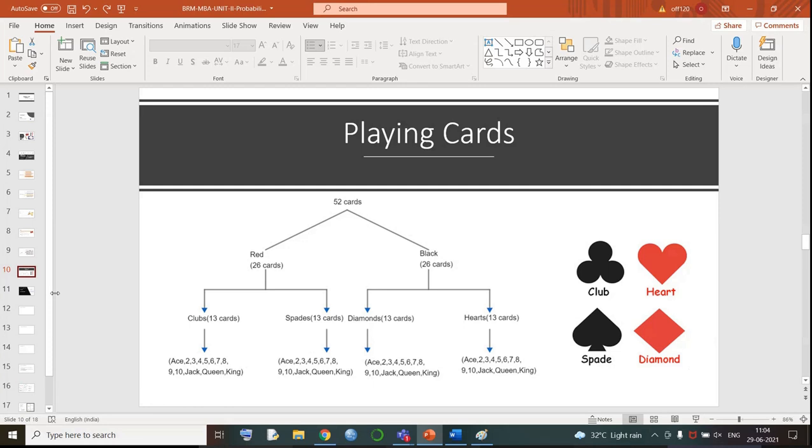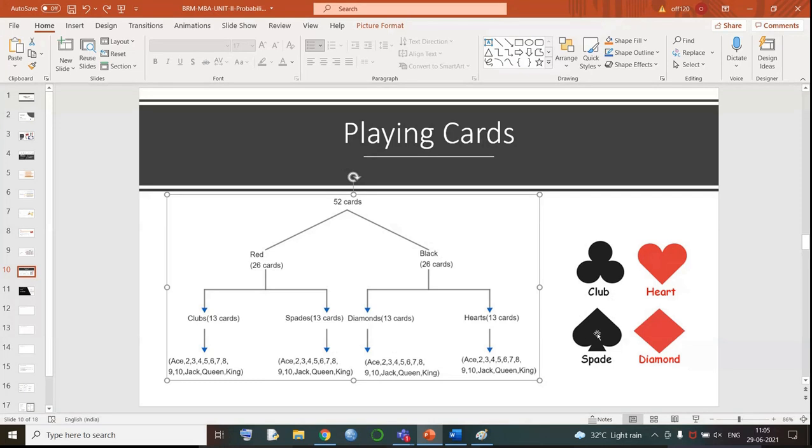Similarly, black cards are also divided into, sorry, in this diagram, this picture was quite reversed. See, under black it was given as diamond and hearts, and under red it was given as club and spades. So it's quite reversed. Instead of red we need to have black, and instead of black we need to have red cards. It's simply confusing. Let us change that in the next session.